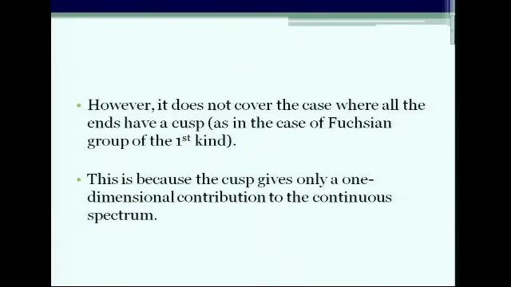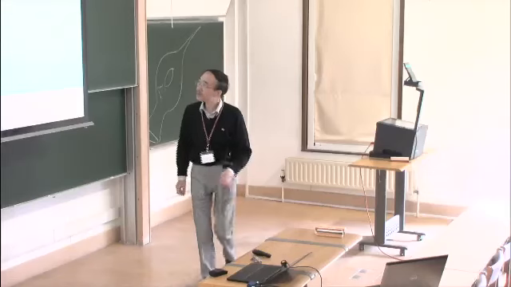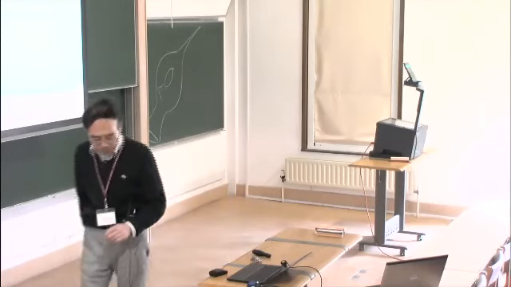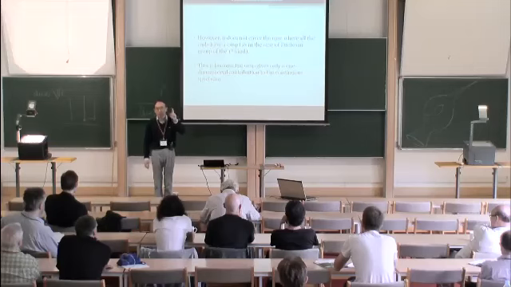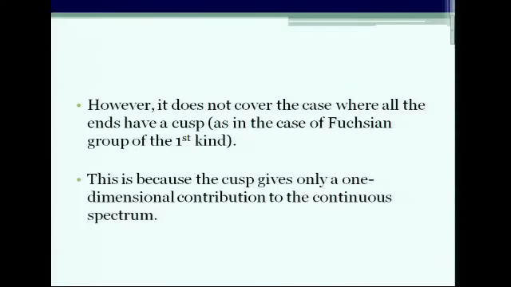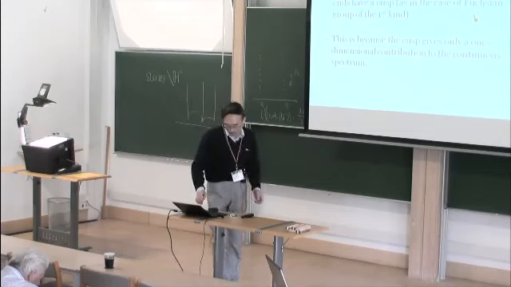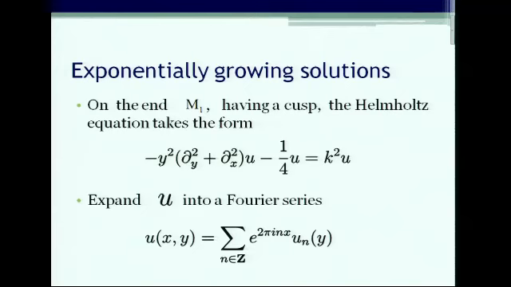However, it does not cover the case of the Fuchsian group of the first kind. In that case, you don't have a regular infinity, you only have cusps. So what shall we do? Why does it happen? Because the cusp gives only a one-dimensional contribution to the continuous spectrum, so it does not have enough knowledge to determine the whole manifold. Now, what shall we do?